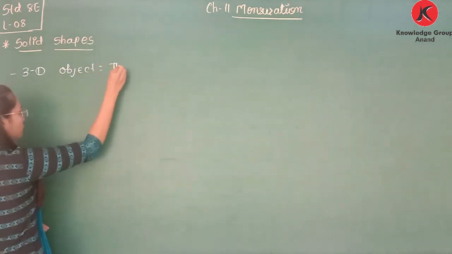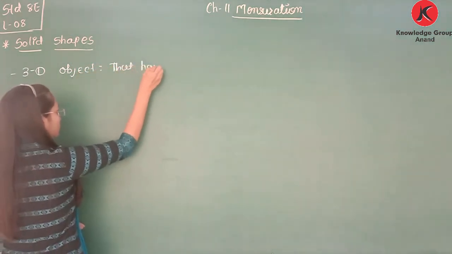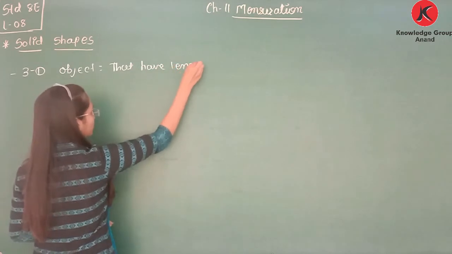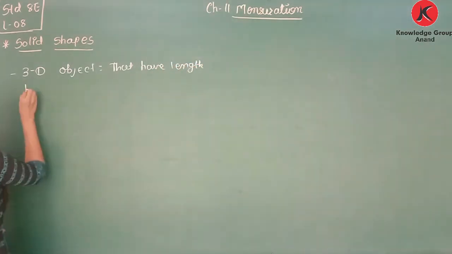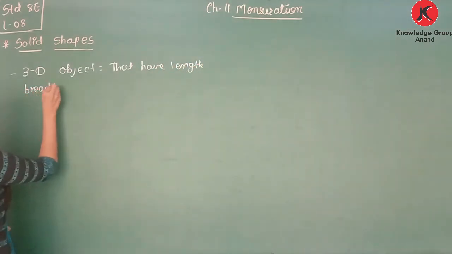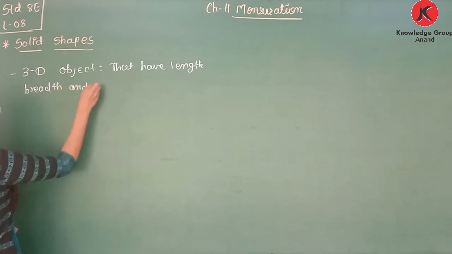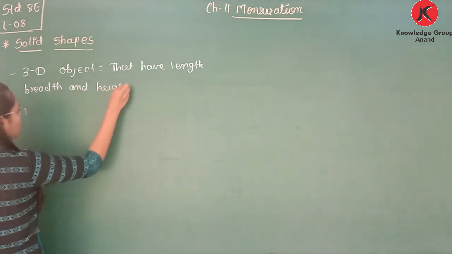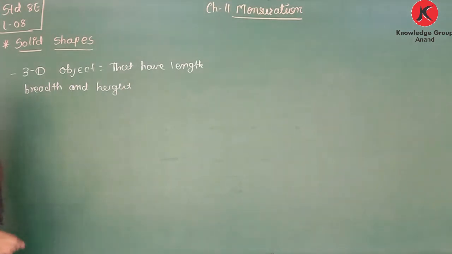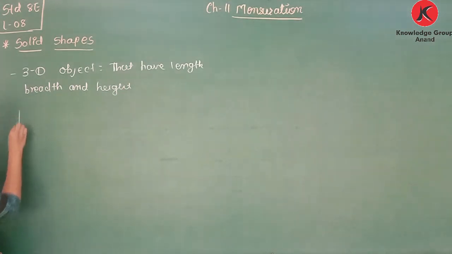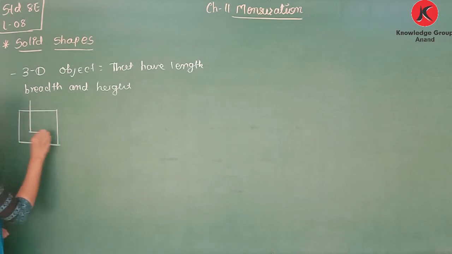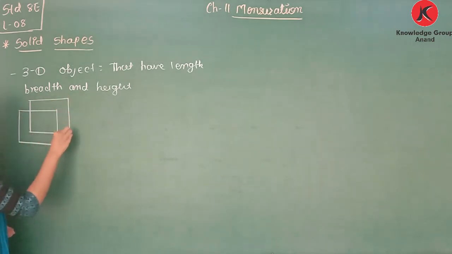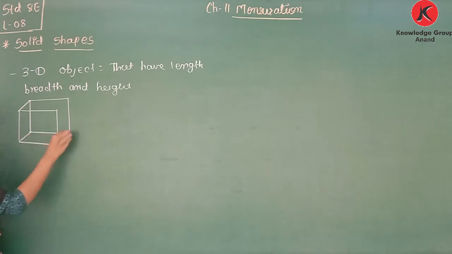that has length, breadth and height. So which 3D object have we already learned? That is a cube. Cube means it is an object in which length, breadth and height are all the same.